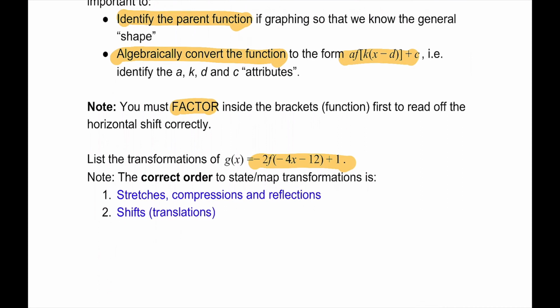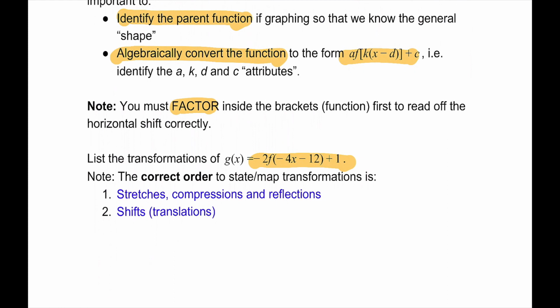So the correct order to state all the transformations is we must identify stretches, compressions, and reflections first, because that's really what's going to happen to the graph first, and then talk about the shifts and the translations. So as I mentioned, we need to factor out the k value first.